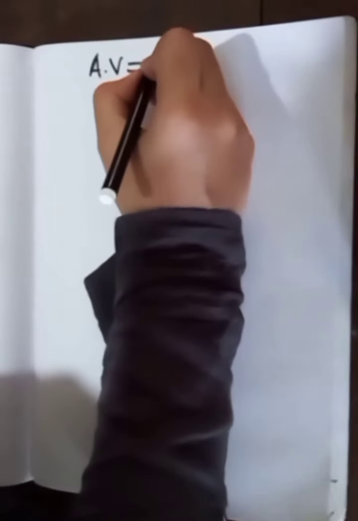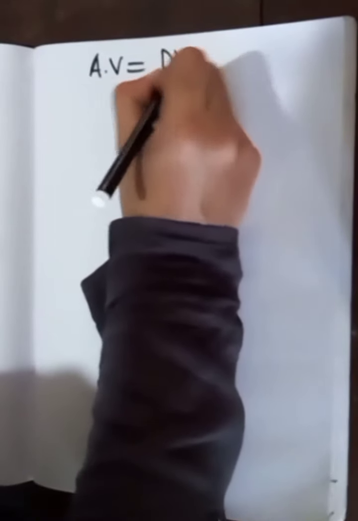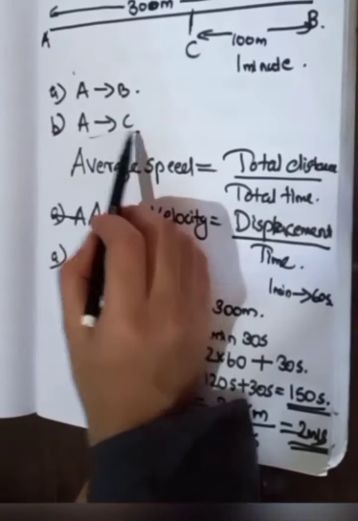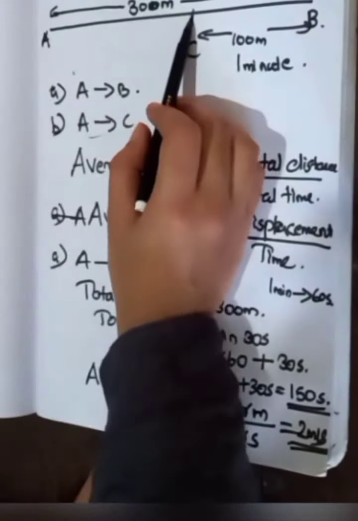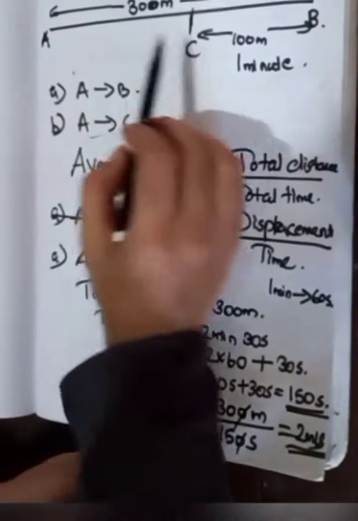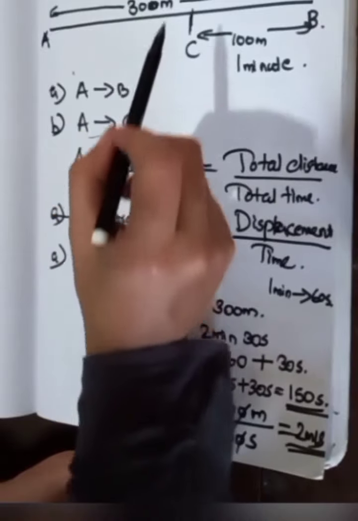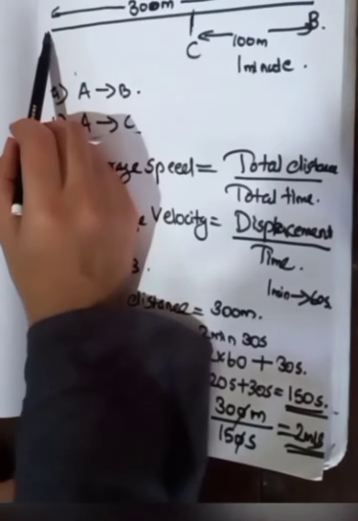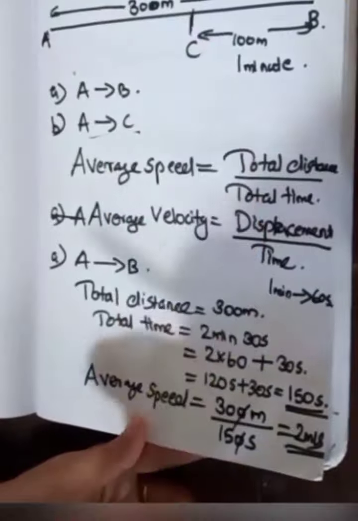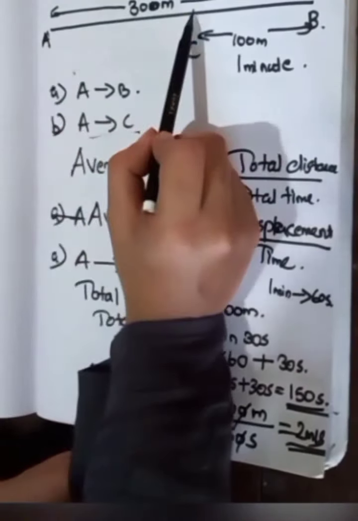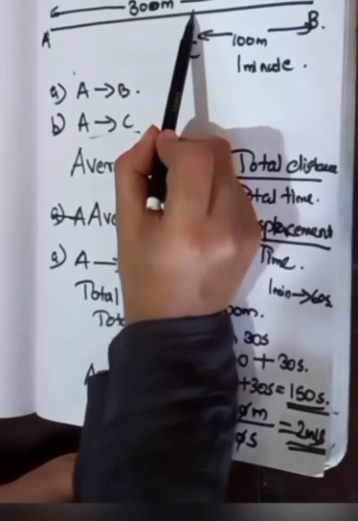The average velocity is the displacement by time. What is the displacement here? We have to calculate from A to C. We know the displacement is the final position minus the initial position. Here the initial position is A and the final position is C, so it is the difference between these two.